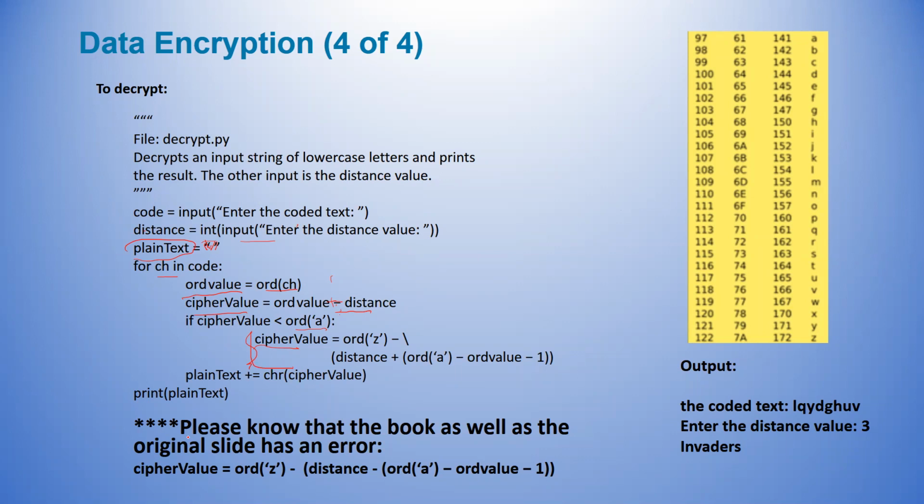And I'm telling you, please know that the book, as well as the original slide, has an error, so I corrected it. It should be this. I remember the original one was plus, but I think the digital book is okay. So you can ignore this. The original slide had a plus sign there. Okay, and then you just add to it.